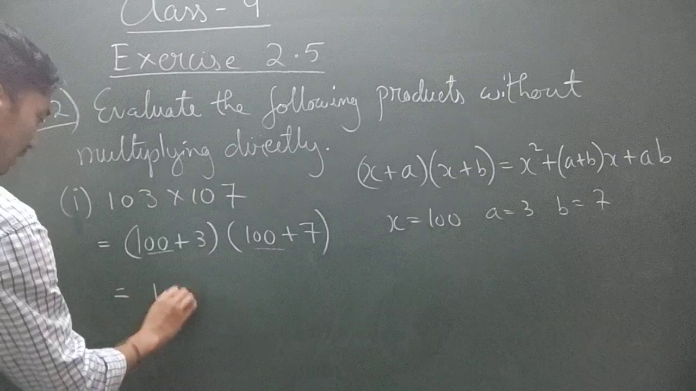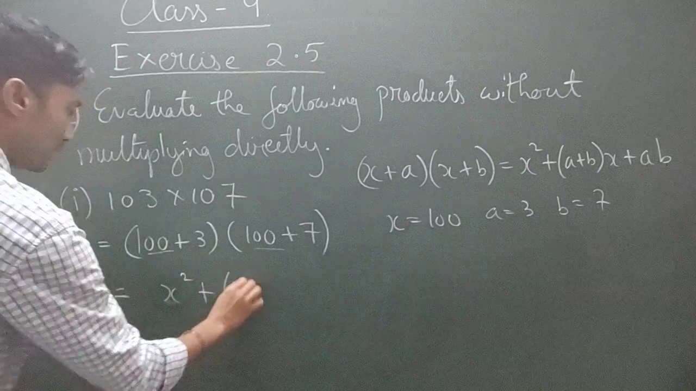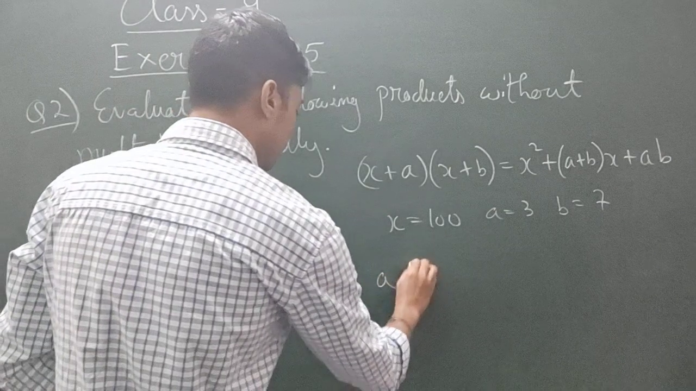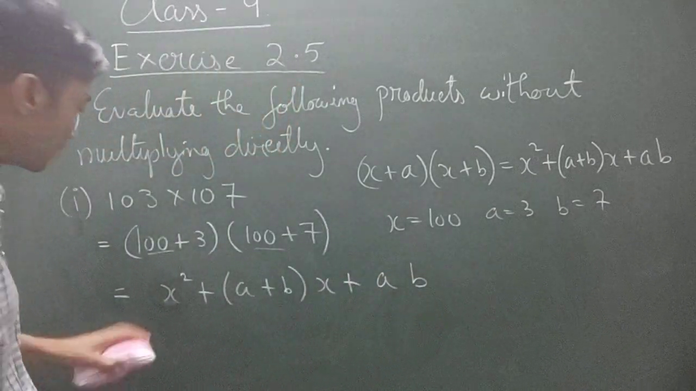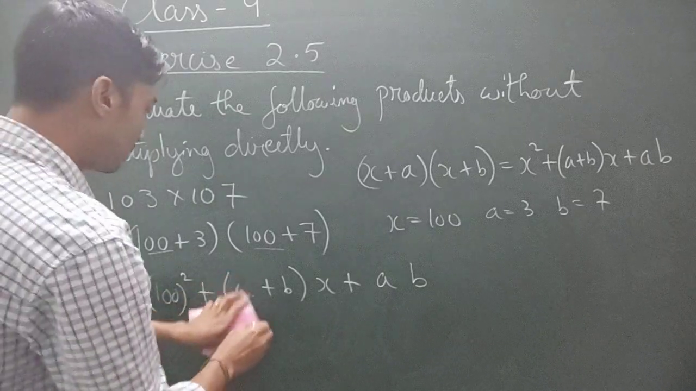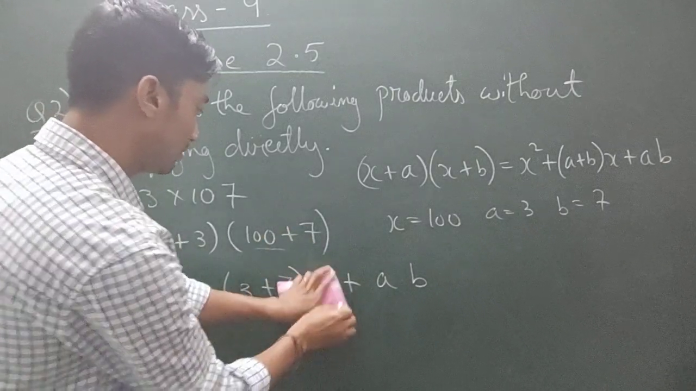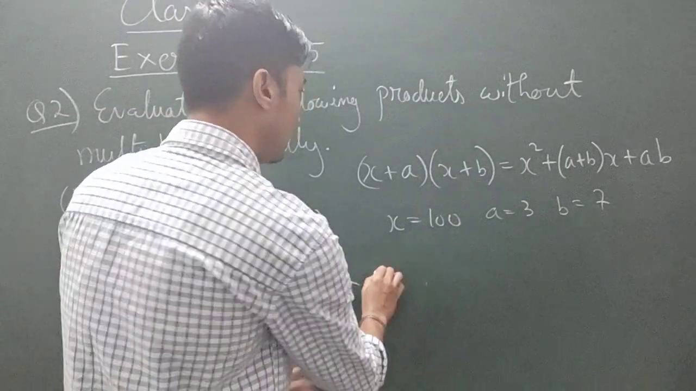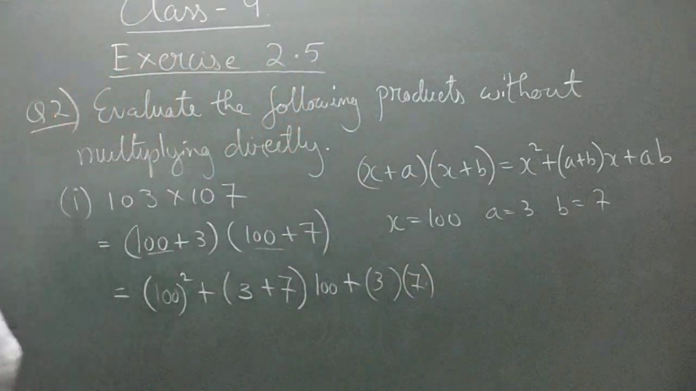Let me just write the formula here: x squared plus (a + b) x plus a into b. Now look, everything is same, right? What is the value of x here? 100. What is the value of a? 3. Value of b? 7. Value of x? 100. Again, a into b, a is 3, b is 7. You just have to do that only, nothing much.